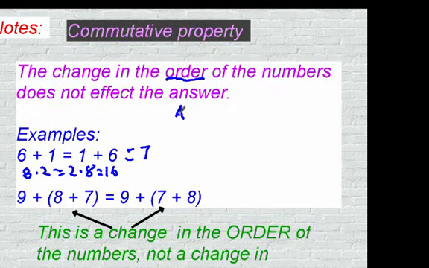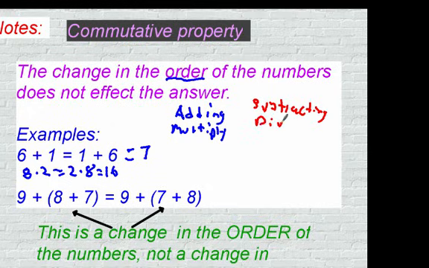Now the thing to remember is this is true for adding, and it's true for multiplying, but it is not true for subtracting or dividing. Order does matter for subtracting and dividing, so only when we add and multiply can we use the commutative property. Now I want you to take a look at this example here.